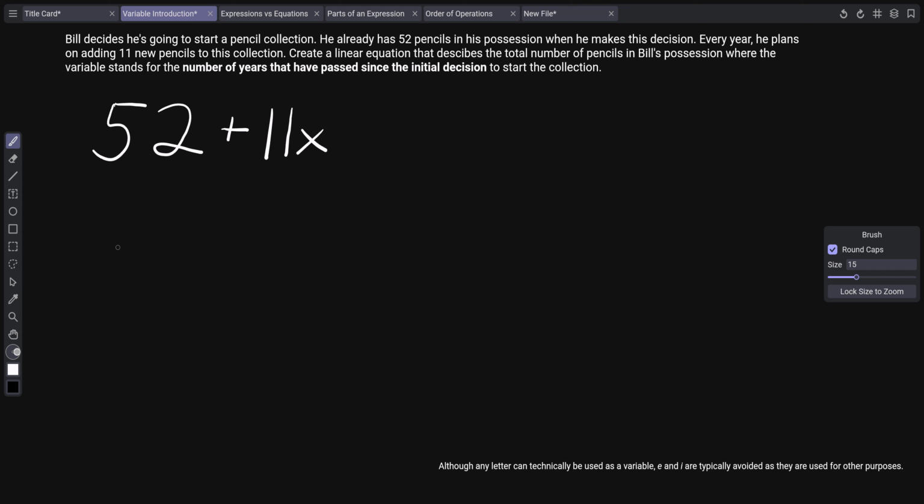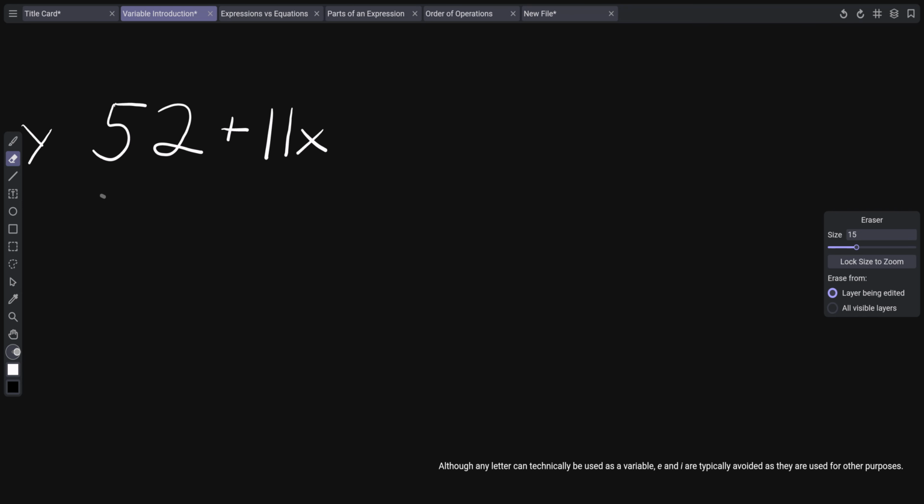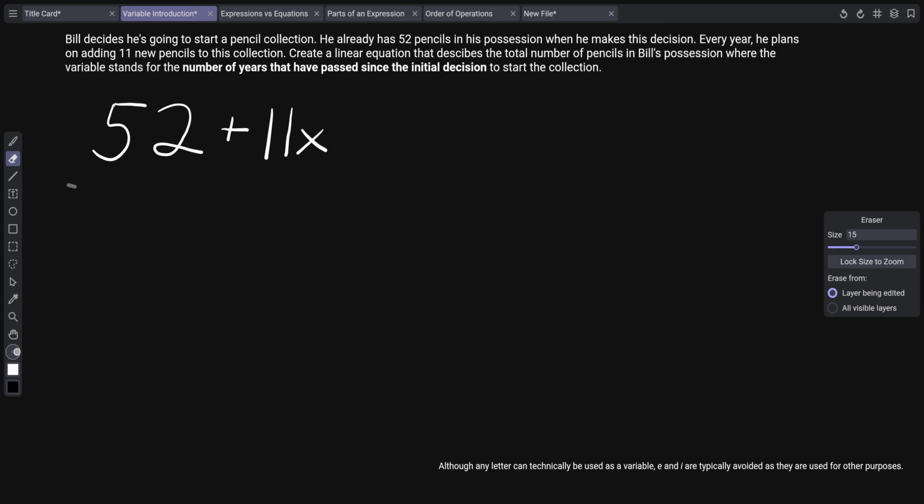So the expression we'd use to describe this would be 52 plus 11x. And if we wanted to really go with the idea of a linear equation, we would write something like y equals 52 plus 11x. I'll go more into what a linear equation really is in a subsequent video, but for now, I just want you to know that here we would consider x to be the variable, right?